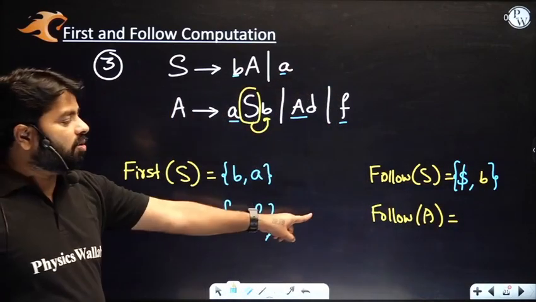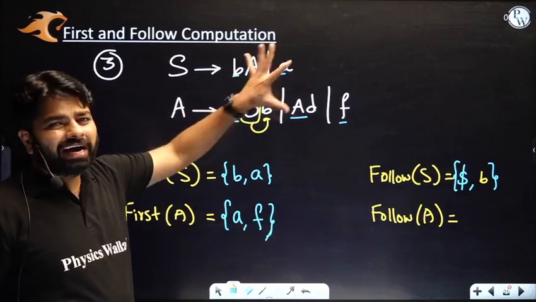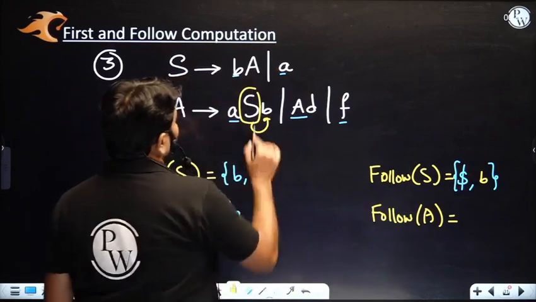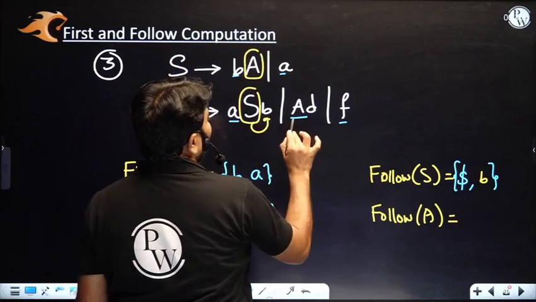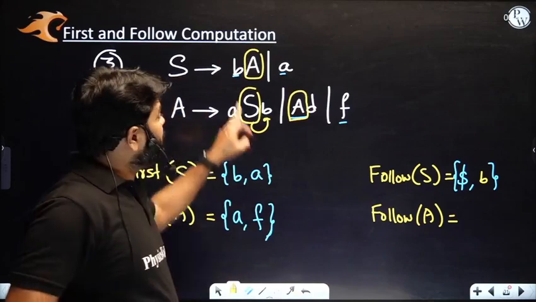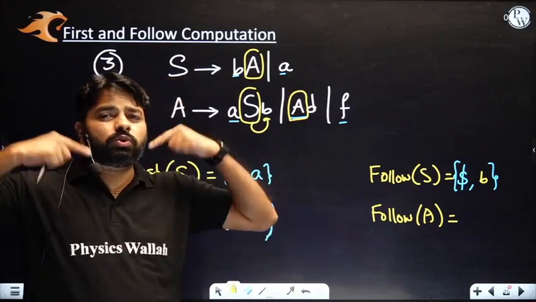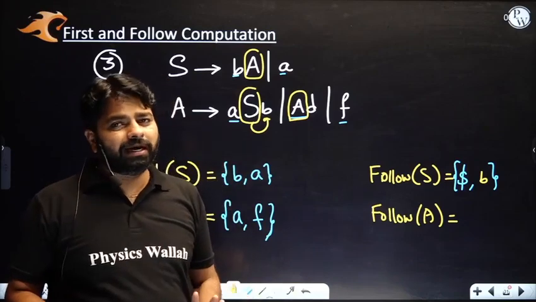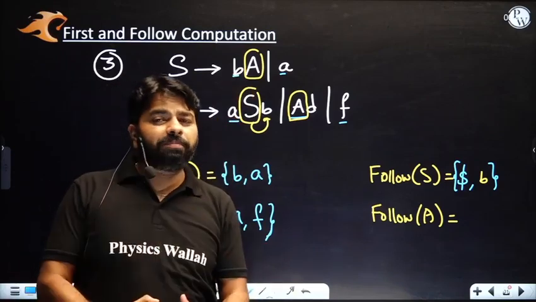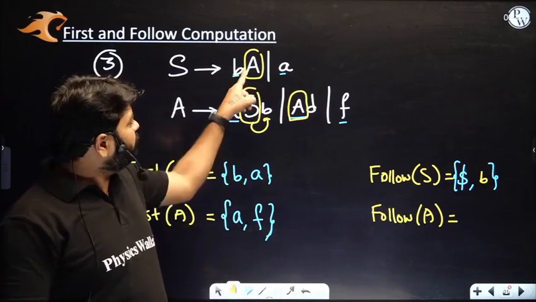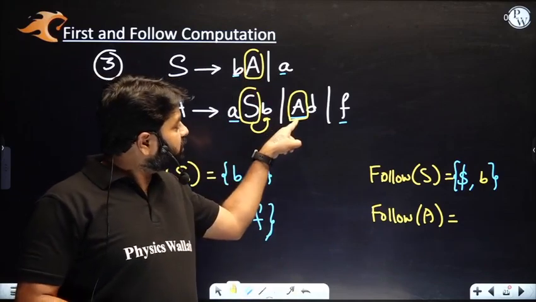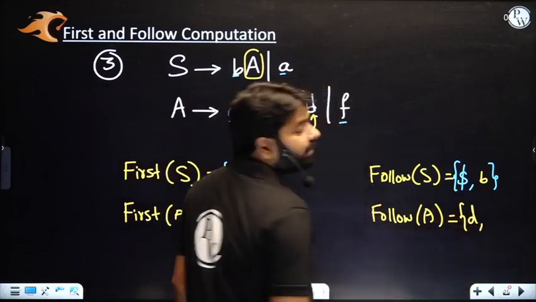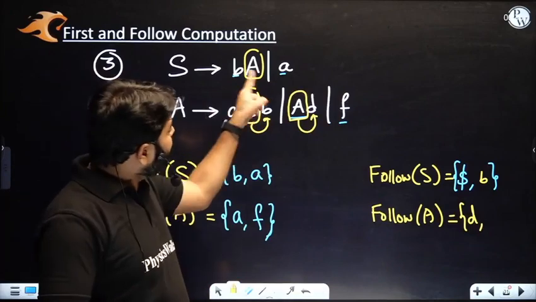Second one, follow of A. In this, where do you have A? You need to note every point. See, you have A here, you have A here. 2 productions are having capital A. That means you should focus 2 times separately, then only the answer comes out. Remember that? Each production is so important in the computation. Out of these 2, I can see this production is so easy because D is visible, so you get it. But in the other production, nobody is there after.